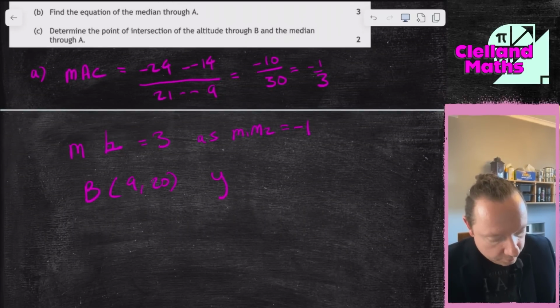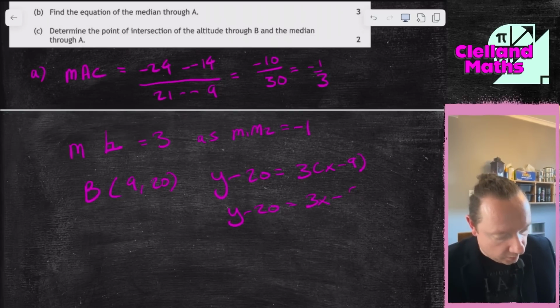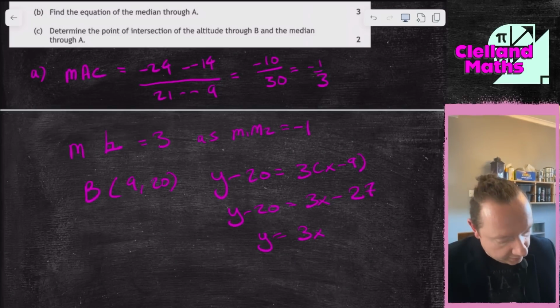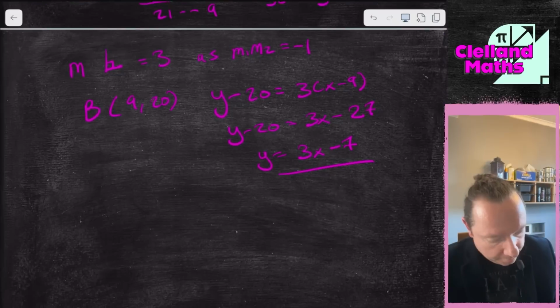So y minus 20 equals 3(x minus 9). y minus 20 equals 3x minus 27 then. So y equals 3x minus 27 plus 20, which is 3x minus 7. And we're done there for part A.